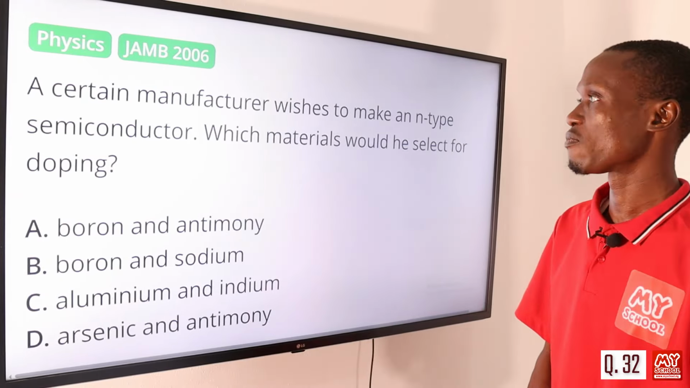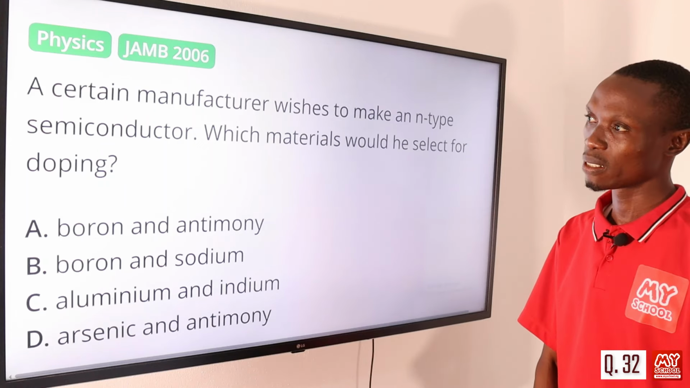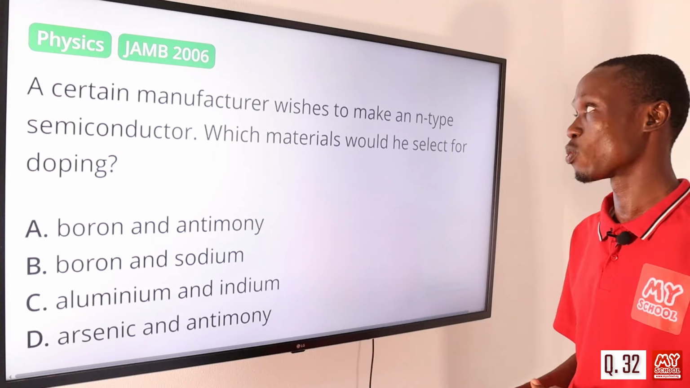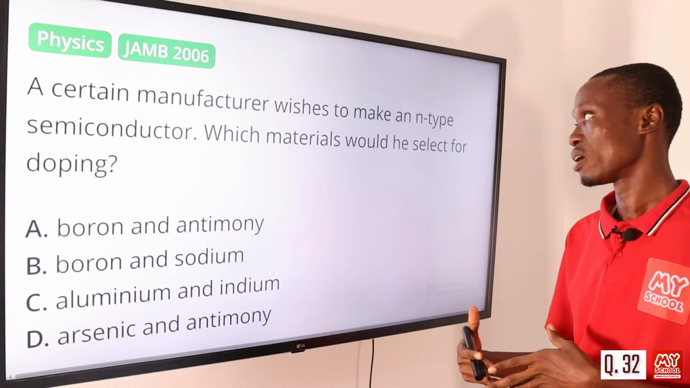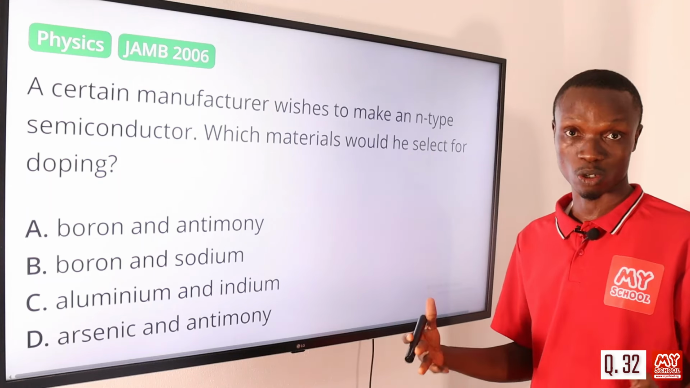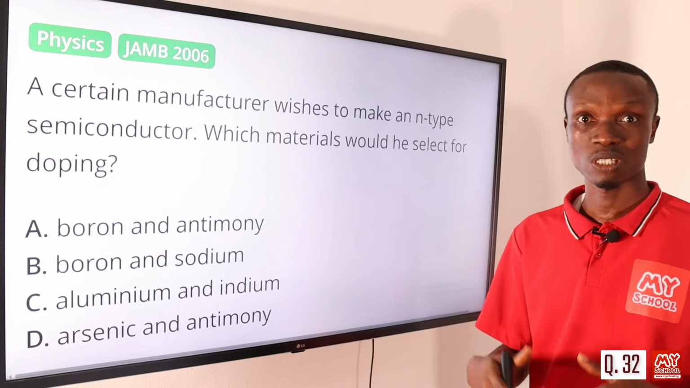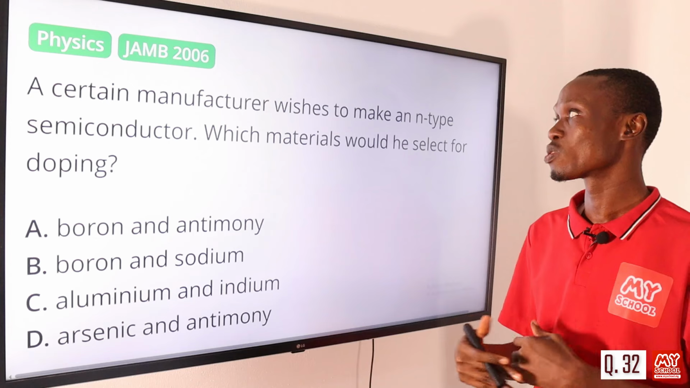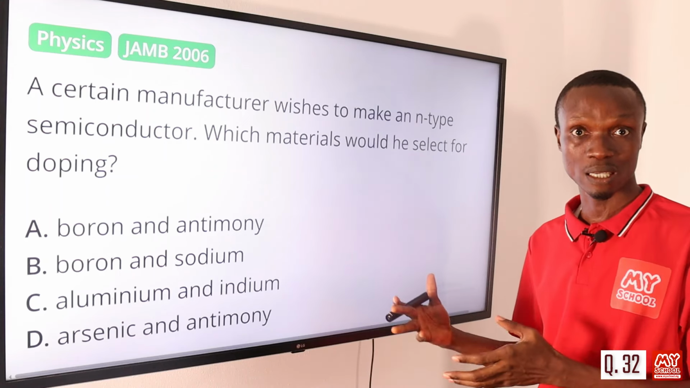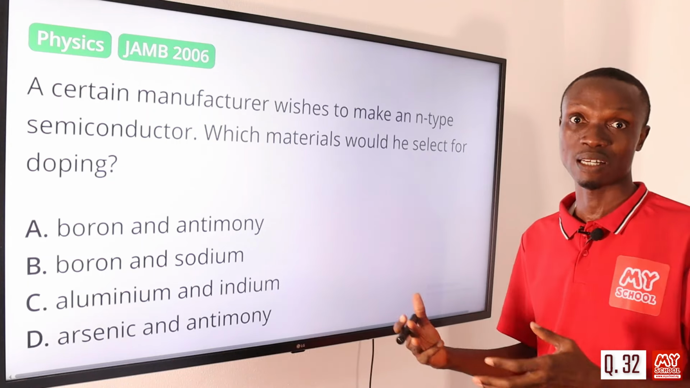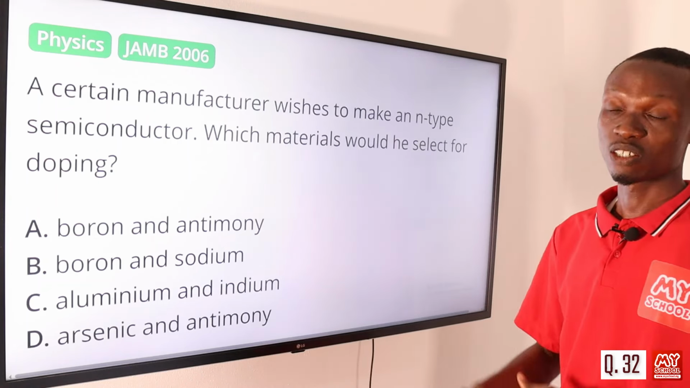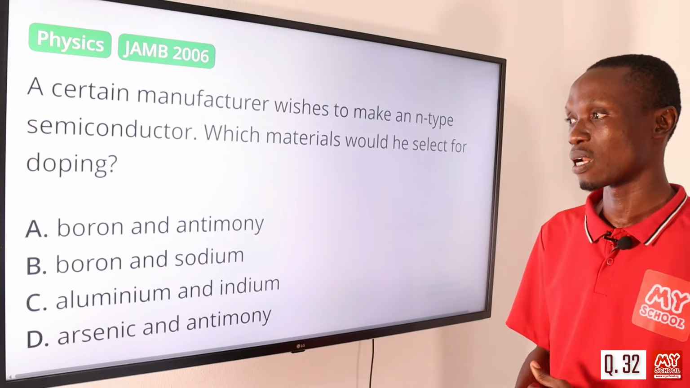Question 32. A certain manufacturer wishes to make an N-type semiconductor. Which materials would he select for doping? For the manufacturer who wishes to make an N-type semiconductor, the material he should select should be one that has more electrons in its outermost shell than the semiconductor itself. Remember that semiconductors have 4 electrons in the outermost shell. So if you want to produce an N-type semiconductor, you need a material that has more than 4 electrons in its outermost shell. So in this case, we are going to be using a pentavalent element, that is, an element that has 5 electrons in its outermost shell. So let's go through the options and see the pentavalent element. For option A, we have boron and antimony.